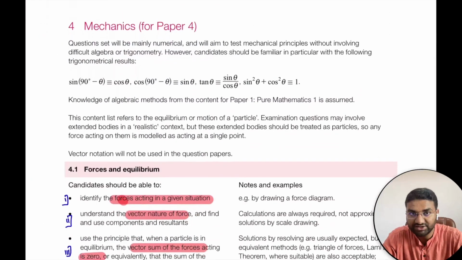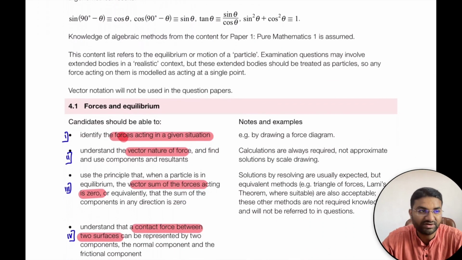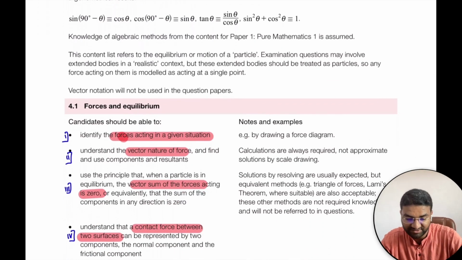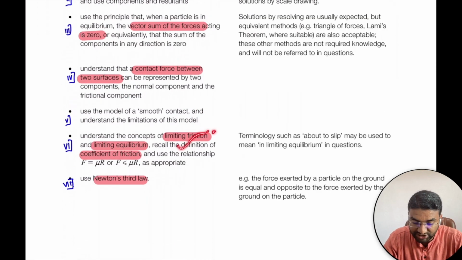Then jump on to paper 4, that is mechanics. You have 5 topics. First is force and equilibrium. In force and equilibrium: forces acting in a given situation, vector diagrams, then sum of vectors, then limiting friction, coefficient of friction, and Newton's third law, and how we can apply them.